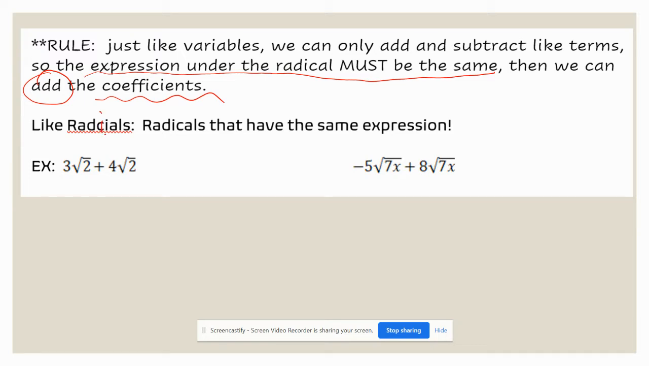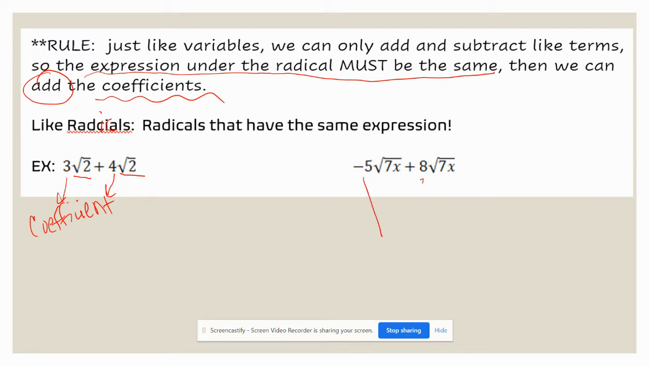Sorry about my typo here. Should be radicals like that. My apologies. So if I'm looking at this example, the 3 is a coefficient. The 4 is also a coefficient. We have the square root of 2 and the square root of 2. Those are like radicals because they're both the square root of 2. So I would be able to go ahead and add these together.